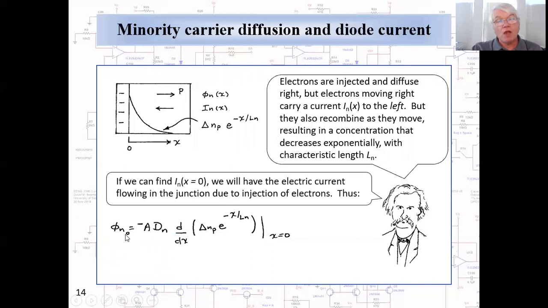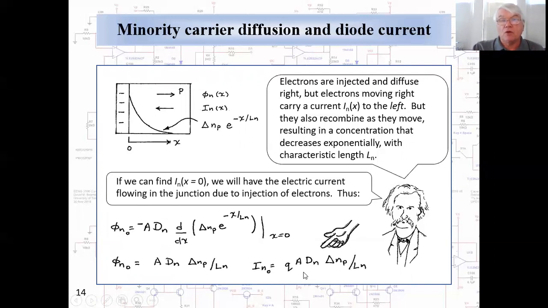Thus, the flux of injected electrons at x equals 0 is minus the area times the diffusivity of the electrons times the concentration gradient of the electrons evaluated at x equals 0. And it's straightforward to find the total flux of electrons at x equals 0. And from that, we find the total current flowing left. Remember, current is going to be flowing left; negative charges flowing to the right will produce a positive current flowing left. So here we have the current that is carried by electrons injected across the junction.